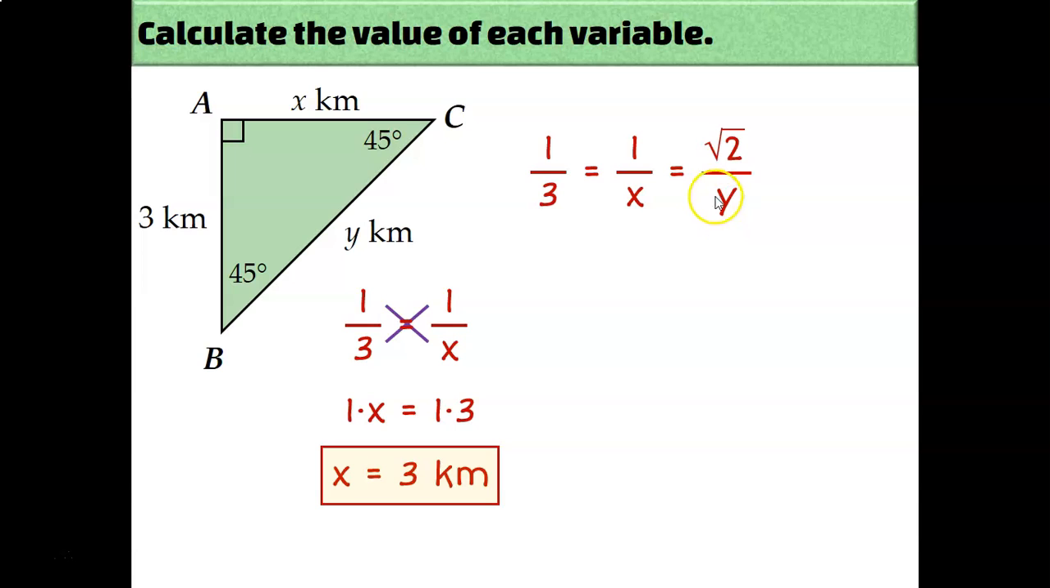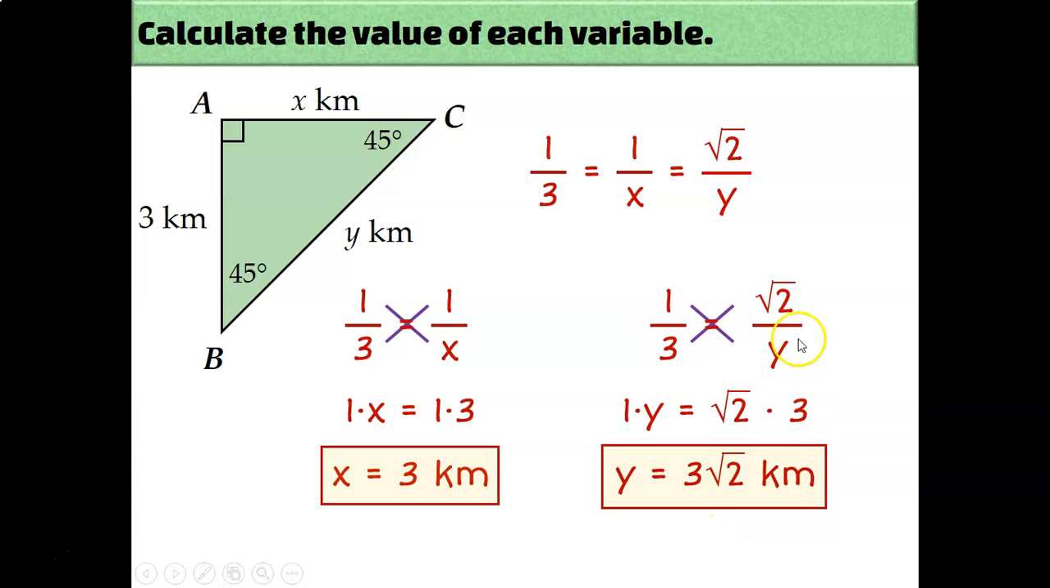But let's see what we get for y. I'm going to take the 1 over 3 ratio, the complete ratio, and set it equal to the square root of 2 over y ratio. Cross multiply and solve that, and I end up with y equals 3 times the square root of 2. I expect you to give me radical answers in this lesson, not decimals. That's kind of the whole point of 30, 60, 90, and 45, 45, 90 triangles, is that we don't have to provide decimals. Instead, we can provide radicals, and those are exact answers instead of approximations.